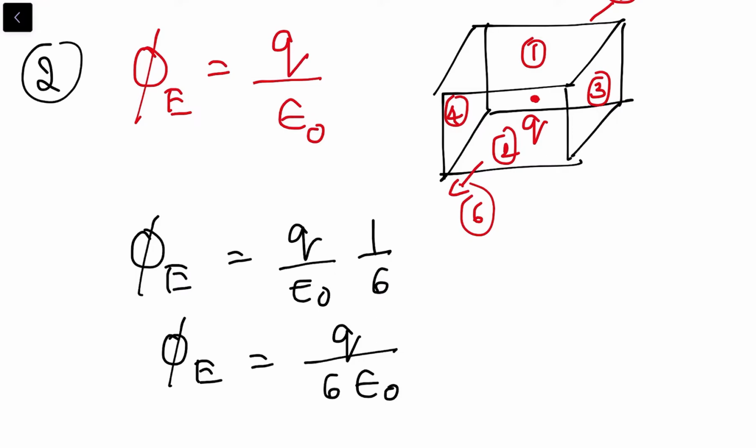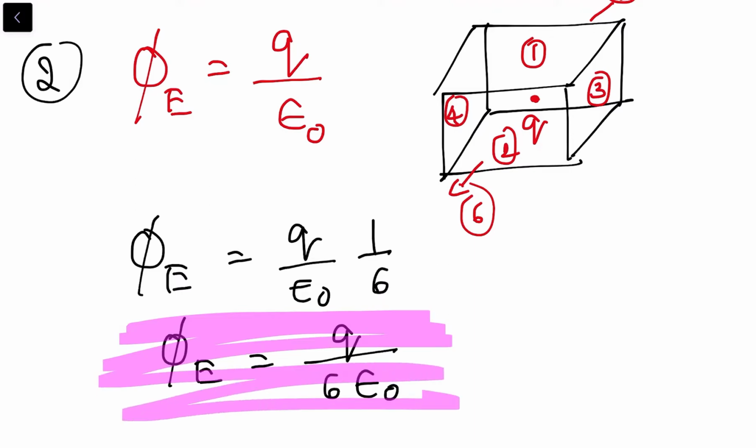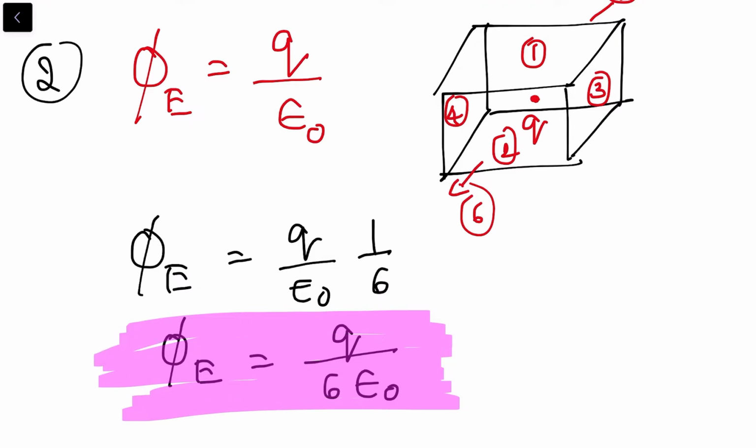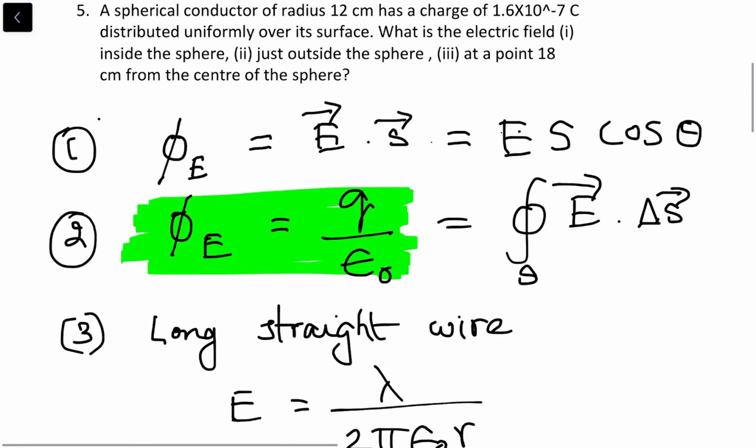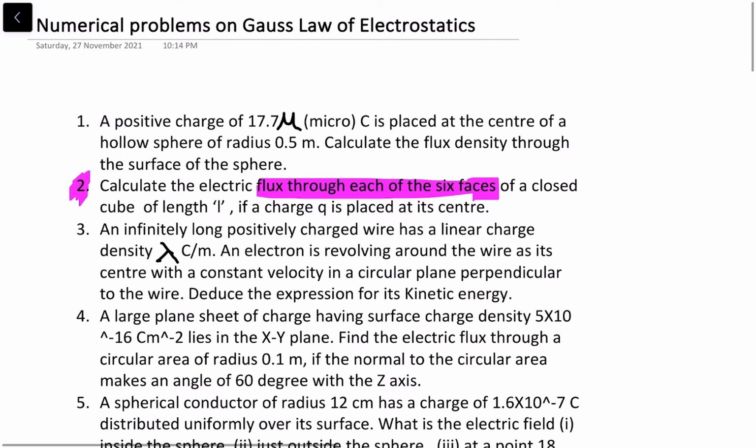So this is the answer for this second question which we have taken. That is, we have to calculate the flux for each and every surface. That means total flux divided by 6 will give you the answer. So this is the second question which we have seen now. Now let's see the third question.